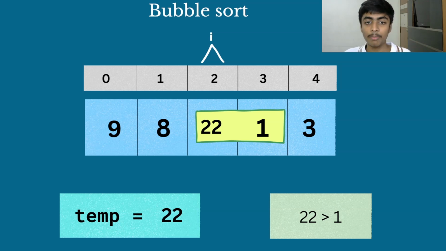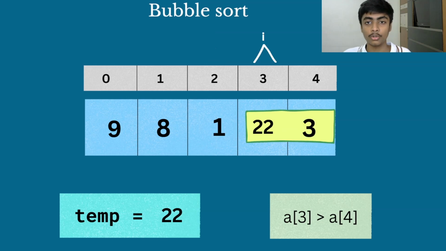We're going to set temp to 22. We're going to set a of 2 to 1, and we're going to set A of 3 to 22. Once we're done with this, we've set two more elements in the correct order. And now our I is going to increment again to 3.